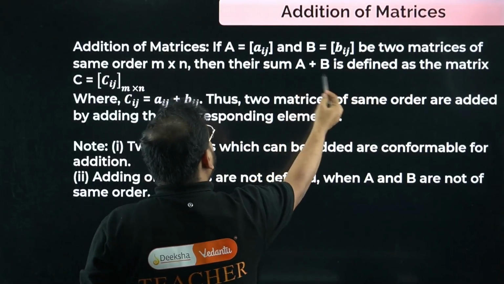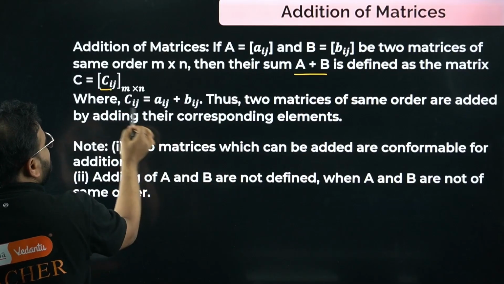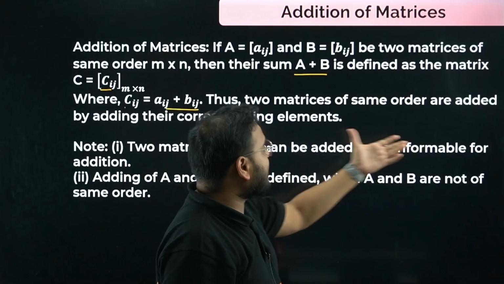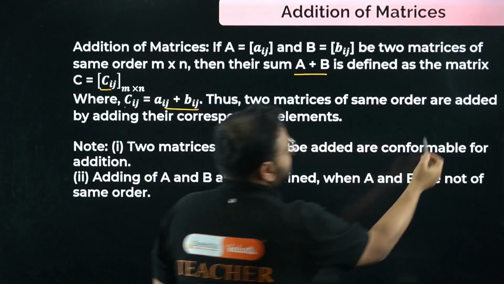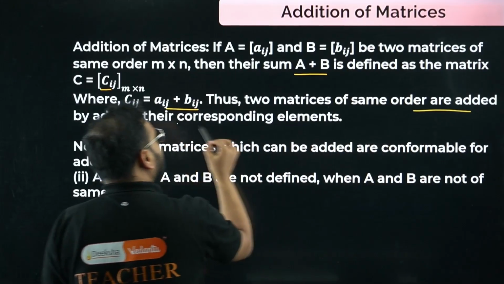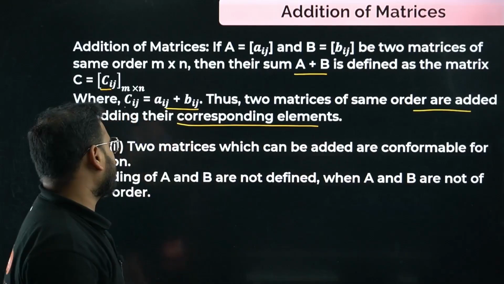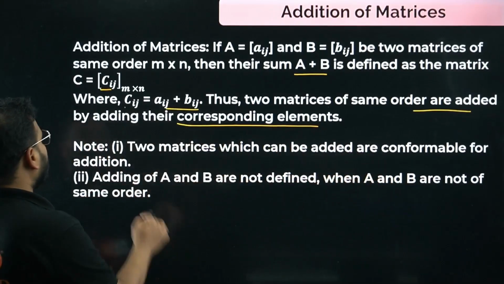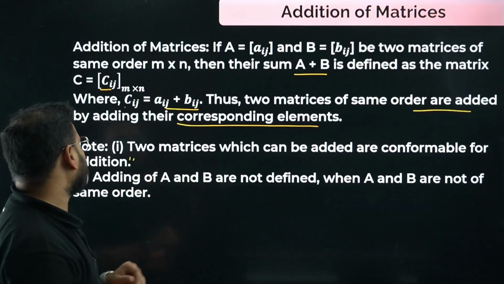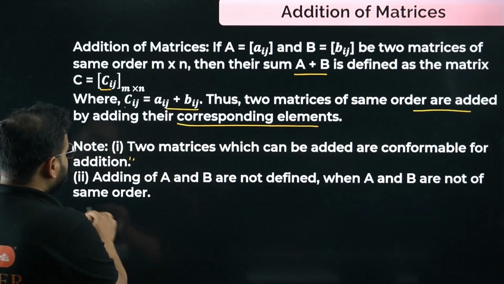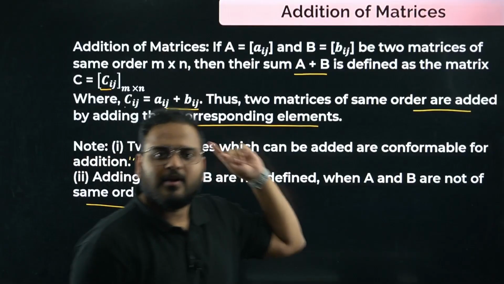You can define the sum like this: Cij, where C is given by Aij plus Bij. Two matrices of the same order are added. This is very important: same order matrices are added by adding their corresponding elements. You have to add the corresponding elements to get the addition done. Two matrices which can be added are conformable for addition, only when this happens. Adding A and B is not defined when A and B do not have the same order. Same thing I have explained in the previous slide.